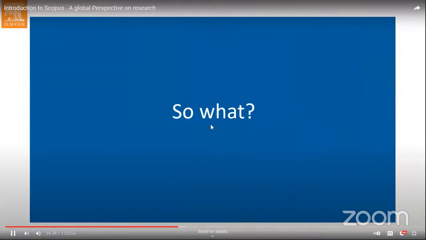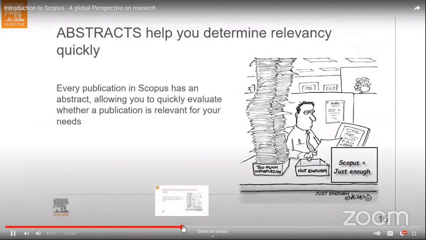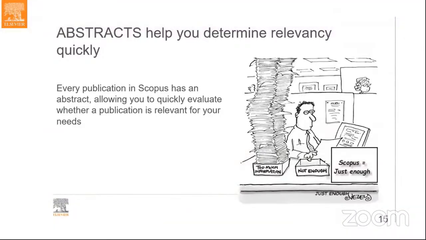And you can easily say, so what? So we talk a lot about numbers, how big Scopus is, but they are also very useful and it is unique. Not all databases have abstracts, of course, so it helps you to identify quickly whether a publication is relevant for your specific needs. So it really gives you a lot more efficiency in terms of your work.